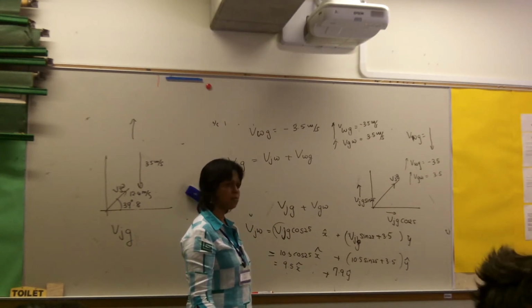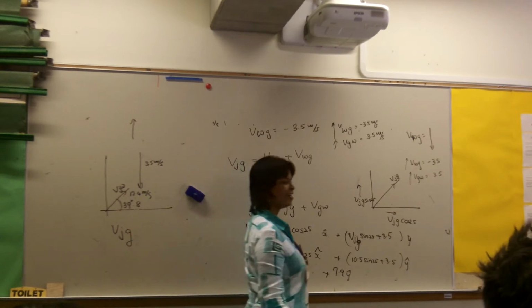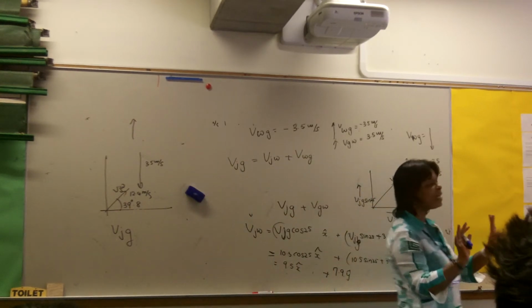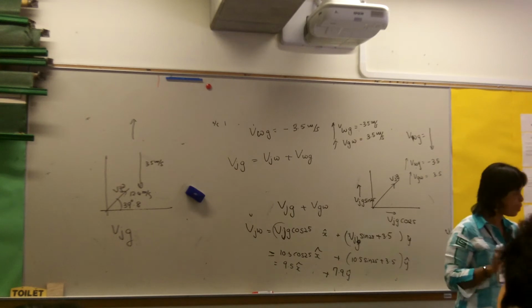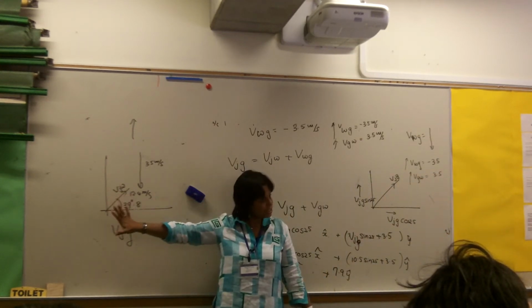What do I need to do in 10 seconds? You're like, go back. You told us. No, I'm not saying it backwards. I'm giving it as a problem. Again, saying VJW. There is a jet ski.